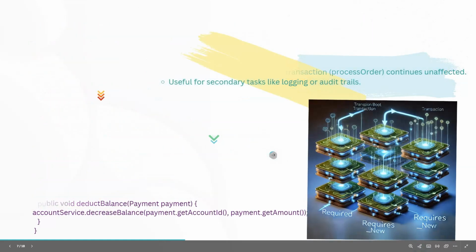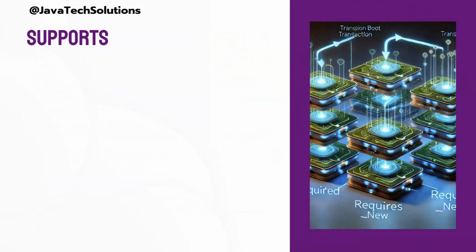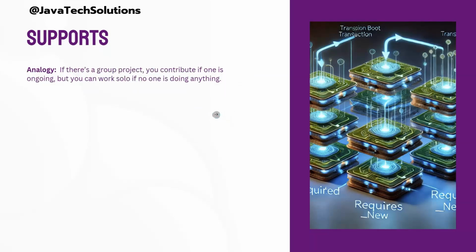Okay, next we will see SUPPORTS. This is another type of propagation, a transaction type in Spring that makes a transactional method optional, meaning it allows the method to participate in an existing transaction if one is active. If no transaction is active, the method executes non-transactionally. So if there is any transaction going on, it will join the transaction. If not, it will execute non-transactionally. So this is the type of SUPPORTS.